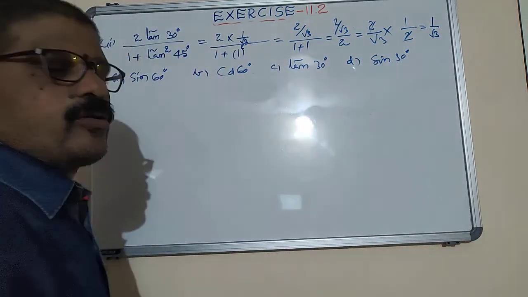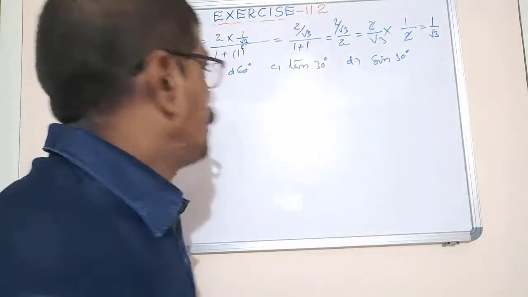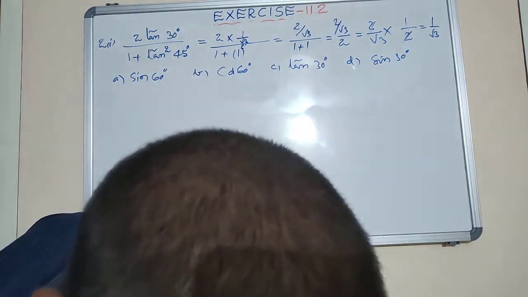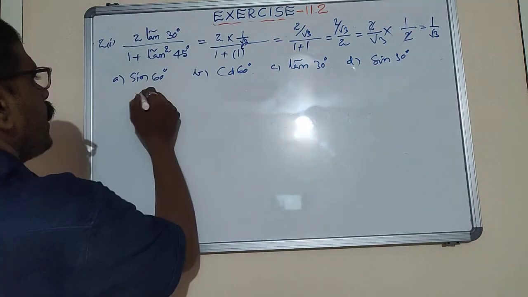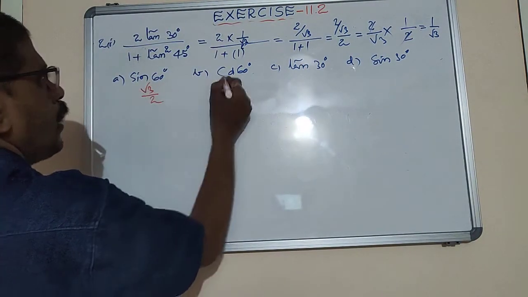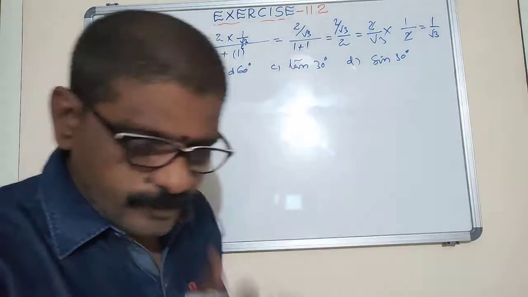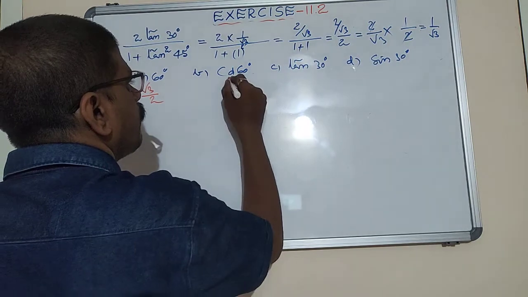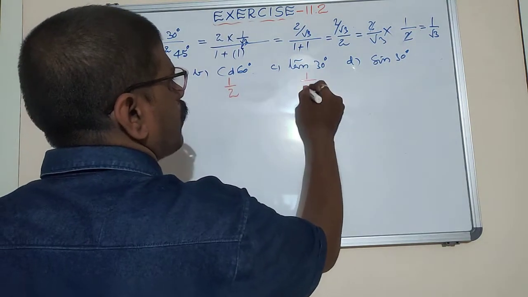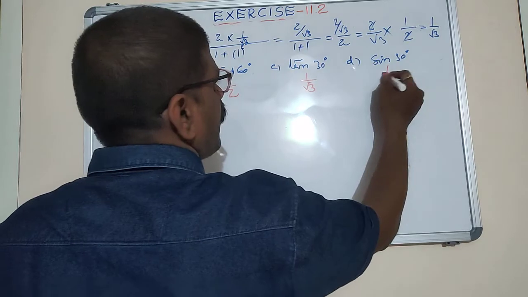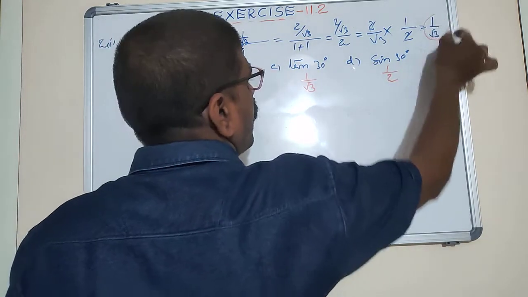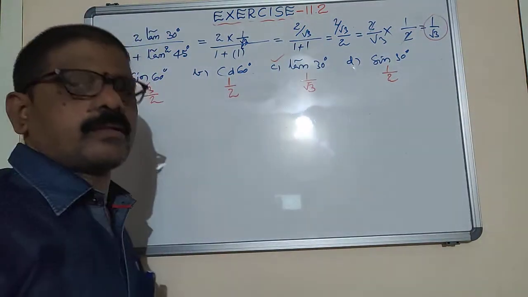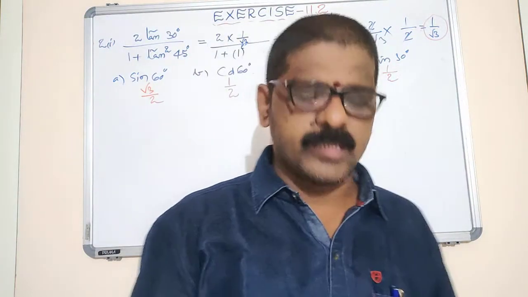Okay, first of all you have to check the values. So sine 60 value is how much? We know that sine 60 value is root 3 by 2. Now cos 60 value is how much? Cos 60 value is 1 by 2. So tan 30 value is 1 by root 3. So sin 30 value is 1 by 2. Now which is the correct answer? Tan 30. Option C is the correct answer.